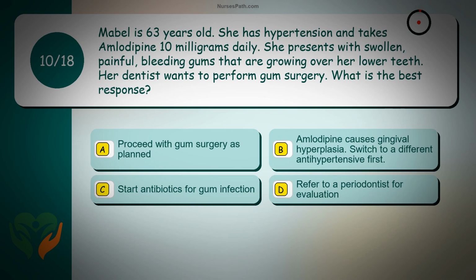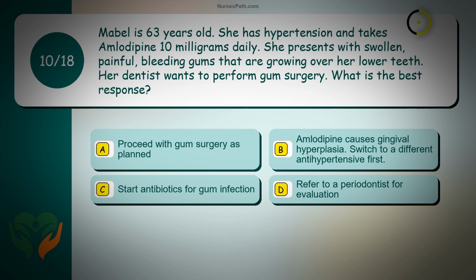Question 10. Mabel is 63 years old. She has hypertension and takes amlodipine 10 mg daily. She presents with swollen, painful, bleeding gums that are growing over her lower teeth. Her dentist wants to perform gum surgery. What is the best response?